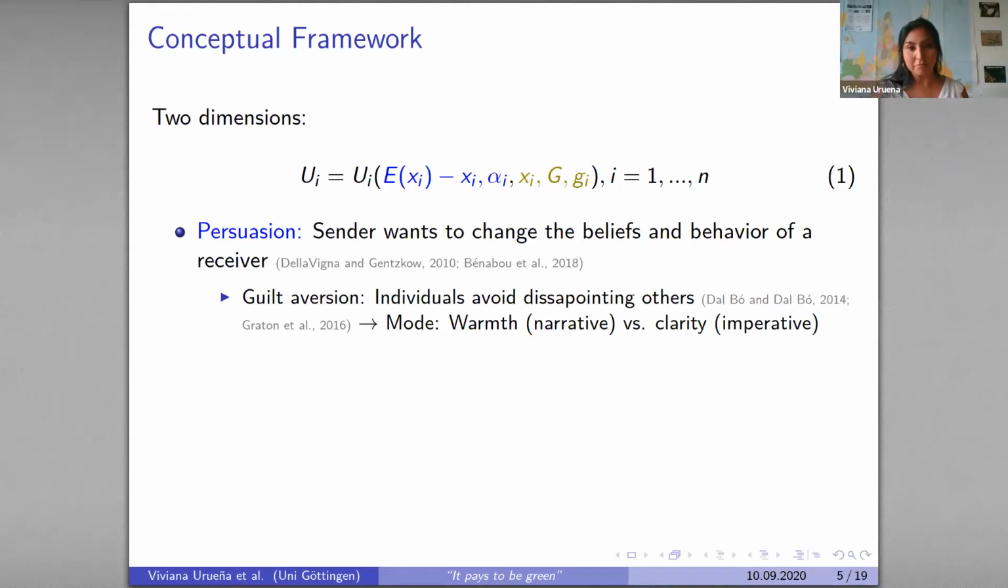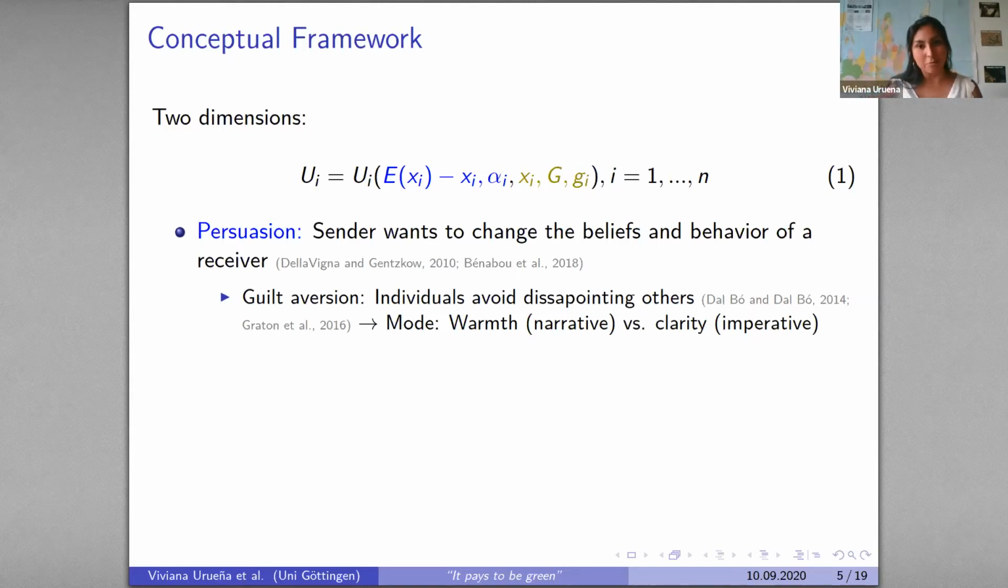A characteristic of the warm message, or a representation of it, will be a story, narratives. These stories reduce the distance between the sender and the receiver. And therefore, since I feel closer to the person telling me this message, I will be less likely to let him or her down, right? However, narratives or stories are not so clear in the action that the sender expects from me. If you think of a fable, it tells a story and you understand more or less what the person might want, but you are not so sure what you should do next.